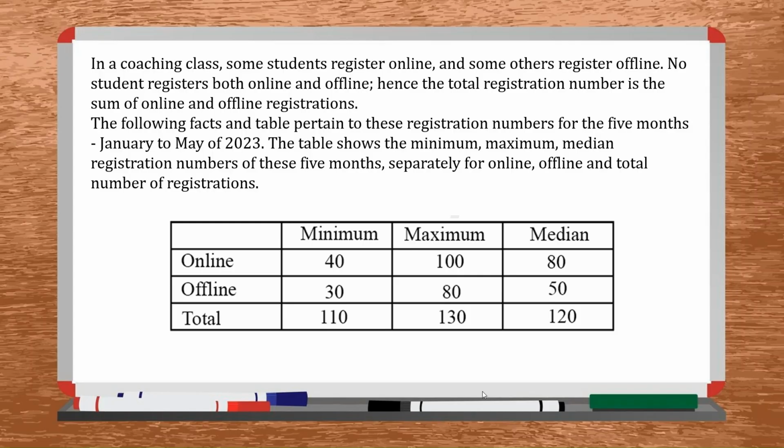So, this is the coaching class problem. The information that we have is we have a coaching class where the students register both online and offline, and no student registers both online and offline. Hence, the total registration number is the sum of online and offline registrations. Also, we have the minimum, maximum, and median values of months January to May for the year 2023. So, this is the information that we have.